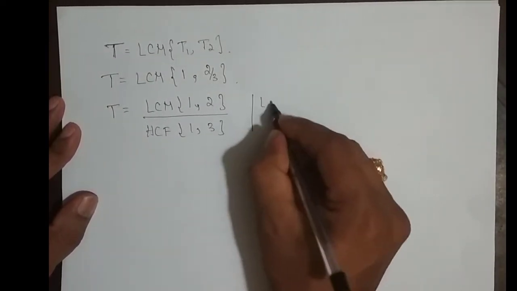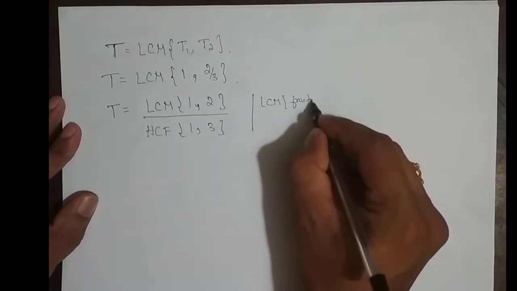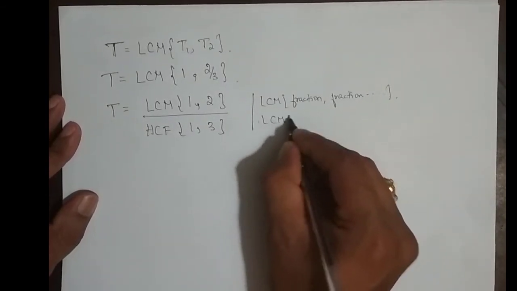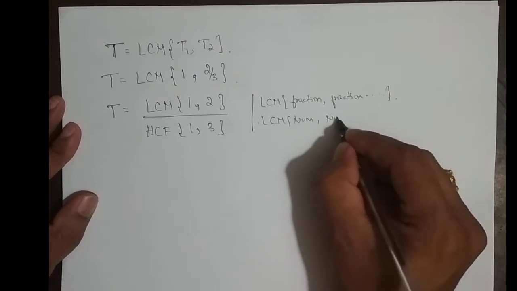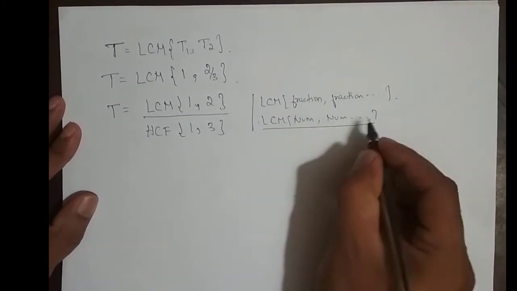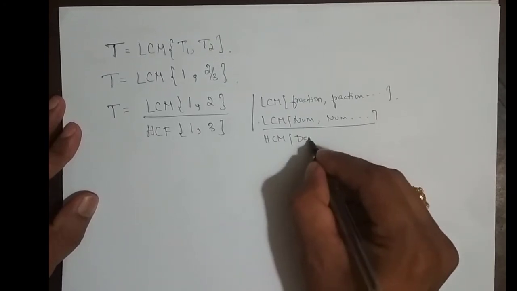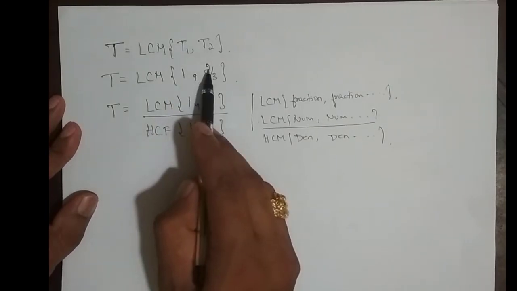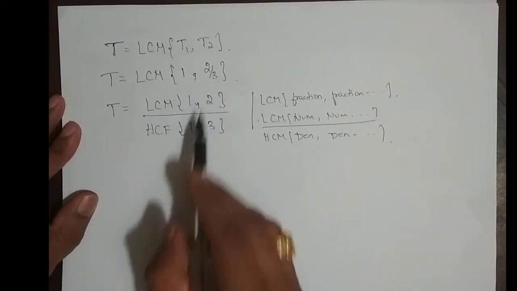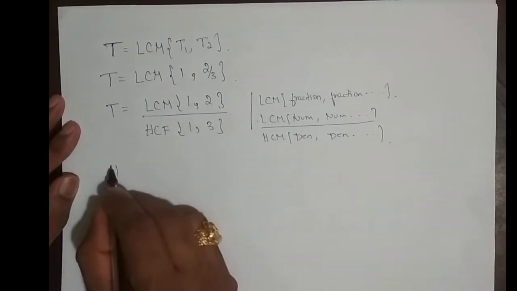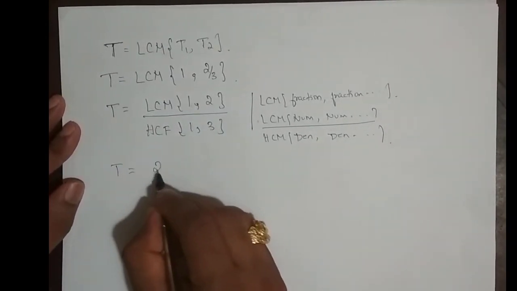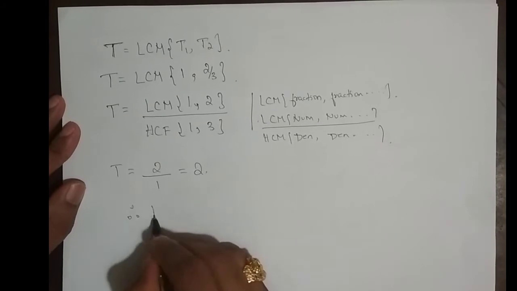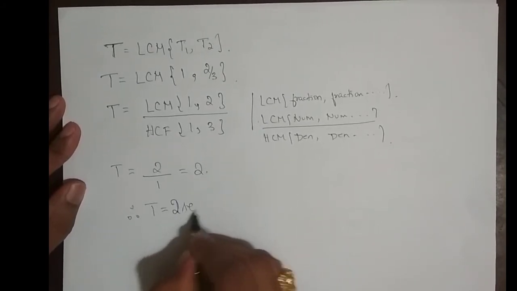So why did I write this? Because the LCM of fractions is nothing but the LCM of the numerator of the first number and the numerator of the second number, divided by the HCF of the denominator of the first number and the denominator of the second number. This is what I did: the numerators are 1 comma 2, and the denominators are 1 comma 3. So T is equal to the LCM of 1 comma 2, which is 2, divided by the HCF of 1 comma 3, which is 1, which is equal to 2. Therefore the fundamental period of this combined signal is 2 seconds.